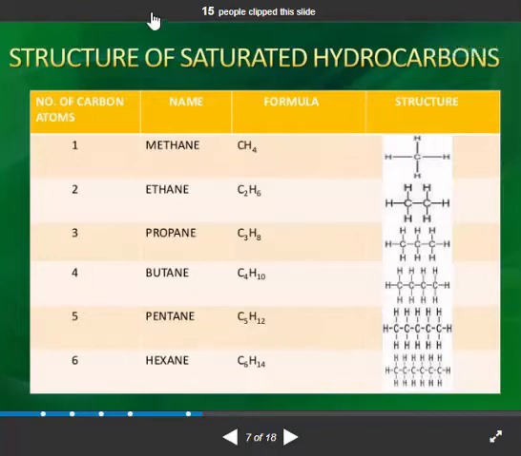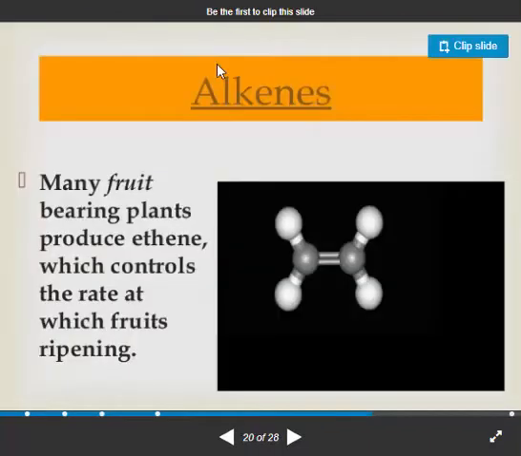Then we have over here the alkenes. Okay, the alkenes contain at least 1 double bond between 2 carbon atoms. Because the alkenes with 1 double bond have twice as many hydrogen atoms as carbon atoms, their general formula is written CnH2n. So if C is 2, then H2n is going to be H4. So, for example, for ethene, it is going to be C2H4.